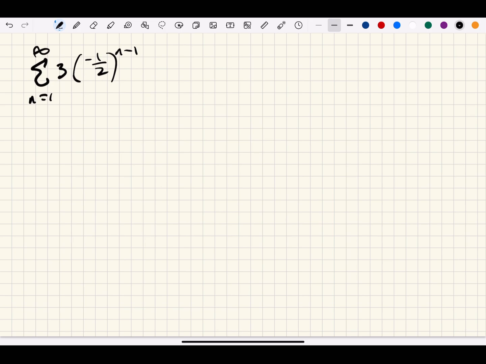So geometric series look like this: the sum from n equals 1 to infinity of A R raised to the n minus 1. So we can identify really clearly what's what. We can see that A equals 3, R equals minus 1/2. And the important thing here is that R is between -1 and 1. So we know this is going to be a finite value. This is a convergent geometric series.